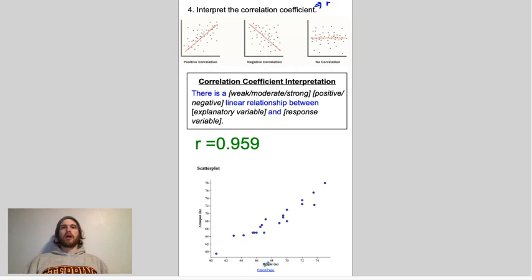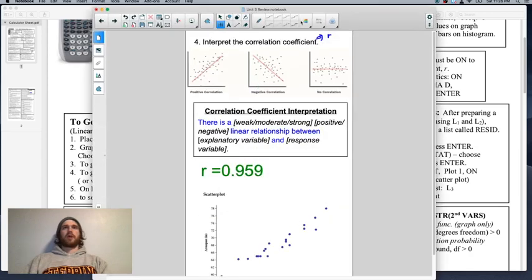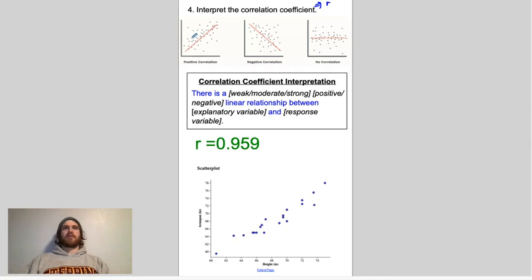So let's take a look. For our height and arm span prediction, we got an r value of 0.959. So if we got an r value of 0.95, I would say since that is greater than 0.8, we have a strong, slanted upwards, positive linear relationship between height and arm span.